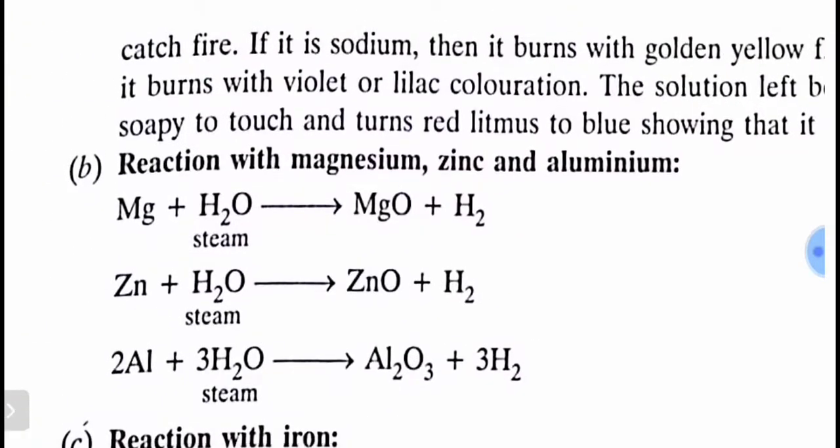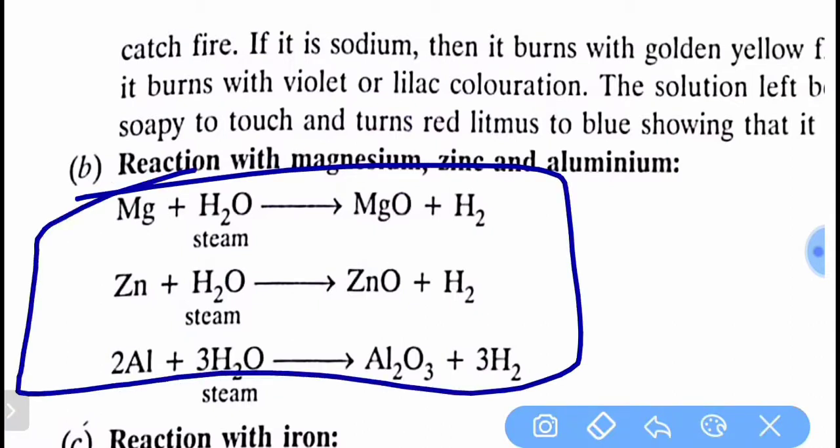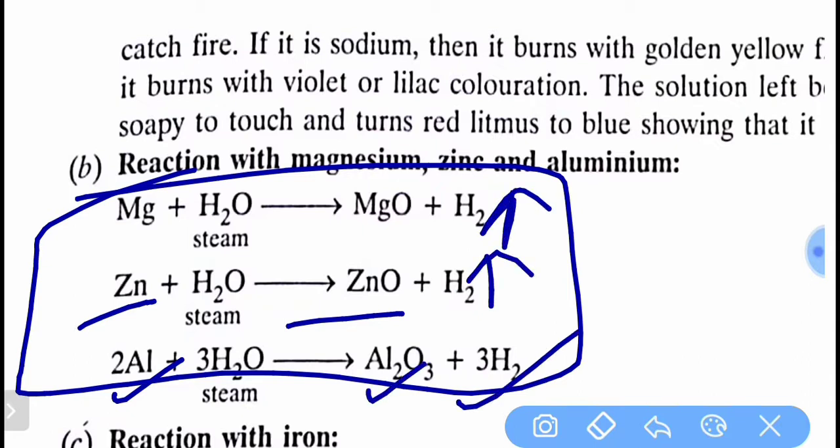They also liberate hydrogen gas, but the water will be used in the form of steam. Not liquid water, we use it in vapor form, in steam form, so you can see the reaction very easily. Magnesium plus H2O forms magnesium oxide and hydrogen. Same for zinc, its oxide will be formed. Same for aluminum, its oxide is formed and hydrogen gas will be liberated here.